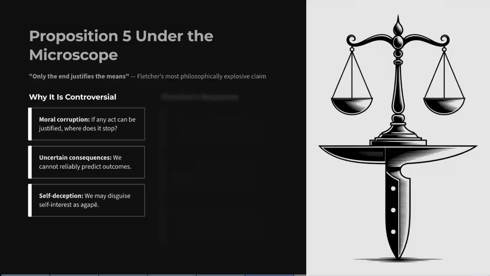The theory appears to open a door that, once open, can only be kept from swinging wide by the moral seriousness of the individual making the decision. And that is entirely subjective. Then there are uncertain consequences. Fletcher's framework requires us to predict outcomes, but we cannot reliably do this. History is full of well-intentioned decisions that produced catastrophe. If the justification of means depends on the loving end being achieved, what happens when good intentions cause harm?